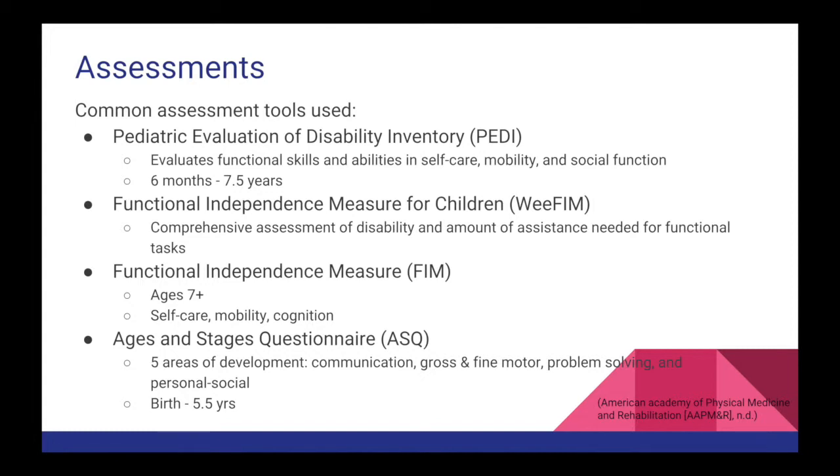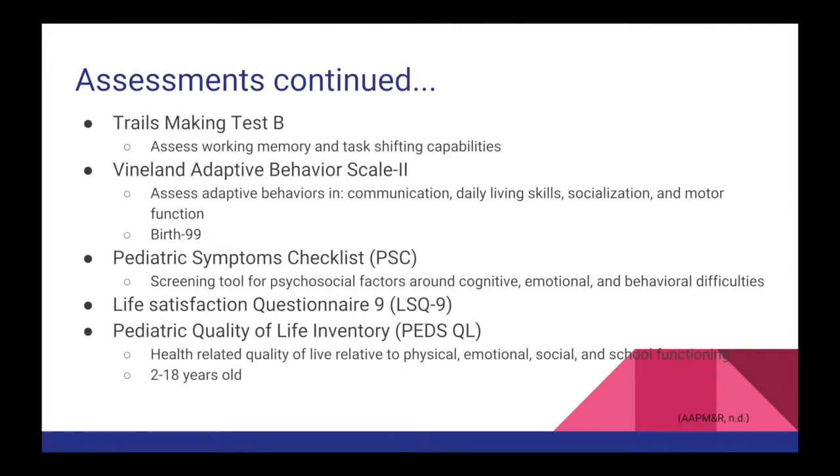Then we have the WeeFIM, which is specifically for children, and the FIM, regular FIM, which is for ages 7 and up, which we all know assesses different areas of ADLs and IADLs for level of assistance needed for functional tasks. Then we have the ASQ, which is a questionnaire that is filled out by the parents and scored by professionals, paraprofessionals, or clerical staff. It assesses 5 areas of communication, gross and fine motor, problem solving, and personal social, but can only be used from birth to 5.5 years of age.